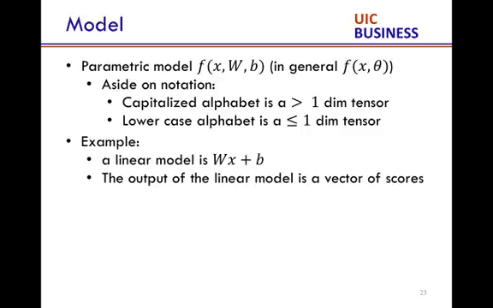So here's an example. A linear model is just Wx plus b. The output of the linear model is a vector of scores. This is also a linear function, right? Here x is scalar, m is scalar, and c is scalar. So there are two numbers which are specifying that function, right? Here W is a matrix, and I'm going to take x as a vector and b as a vector, right?